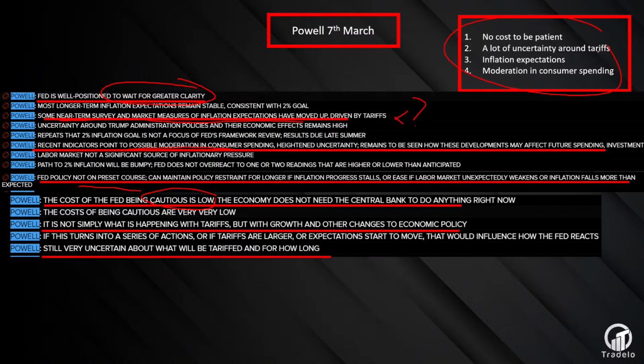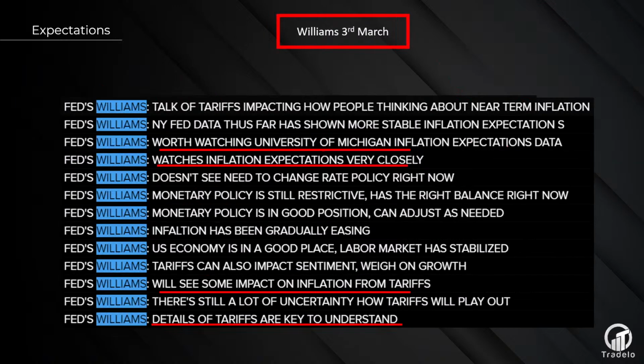Right now, in terms of a summary of Powell, you can see there's no cost to be patient. A lot of uncertainty still around tariffs. Inflation expectations are rising. Okay, it's the first time he's referenced that. So does he become a little bit more adamant on it? And then finally, moderation in consumer spending. Okay, two key themes that he's going to get pegged down and asked a lot on tomorrow: inflation expectations, the moderation in consumer spending, and then, of course, the tariffs and the implications.